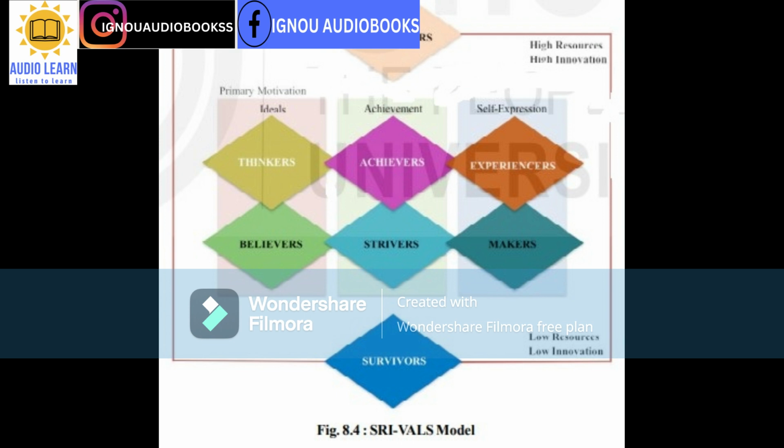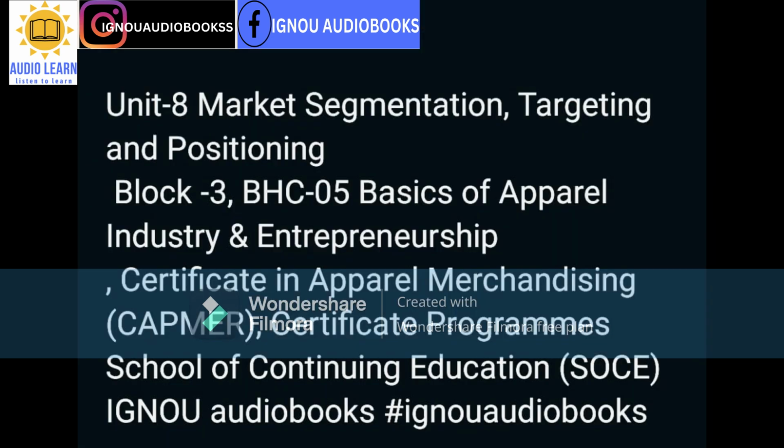VALS has identified 8 distinct personality types: innovators, thinkers, achievers, experiencers, believers, strivers, makers, and survivors. The personality traits are the motivation, the cause; buying behavior becomes the effect, the observable. This model can be understood with the help of the framework as given above, Fig. 8.4. The entire population is divided on the basis of 3 primary motivations, i.e. ideals, achievement, and self-expression. These 3 primary motivations, when coupled with the available resources, majorly financial, and innovation, give rise to 8 distinct categories of consumers.